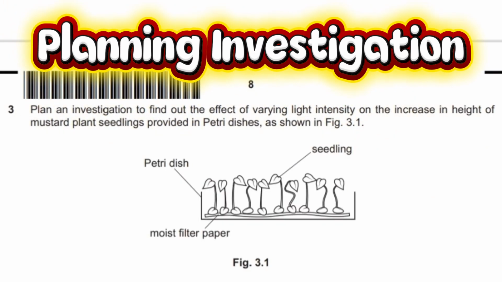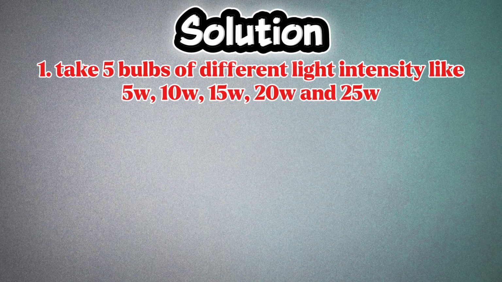Plan an investigation to find out the effect of varying light intensity on the increase in height of mustard plant seedlings provided in petri dishes as shown in Fig 3.1. Take 5 bulbs of different light intensities like 5 watt, 10 watt, 15 watt, 20 watt and 25 watt. Wear gloves for the safety.